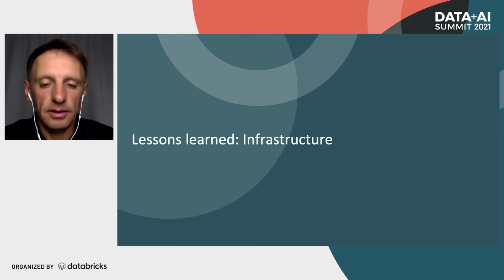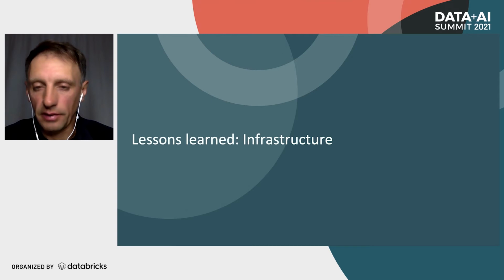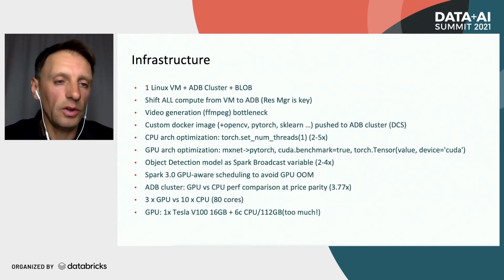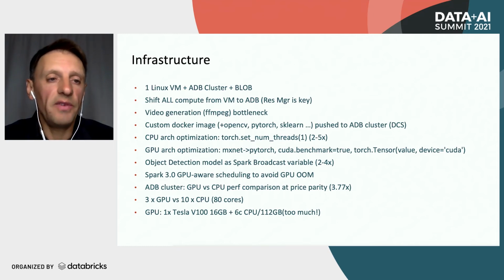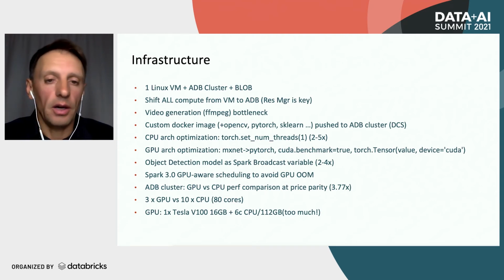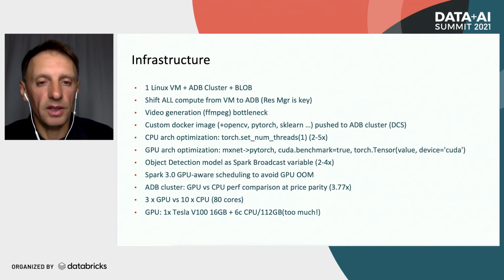So, lessons learned on the infrastructure side of things. I'll quickly go over that. What's the solution? One Linux VM plus the dependencies. What's key for us is to shift all compute from the VM to the Databricks cluster, because we have a controlled environment, a resource manager. So then we can avoid having contention, especially when you're running multiple videos in parallel.